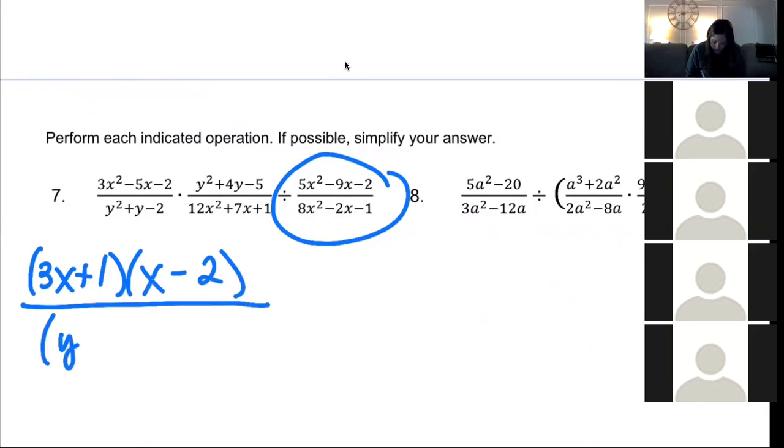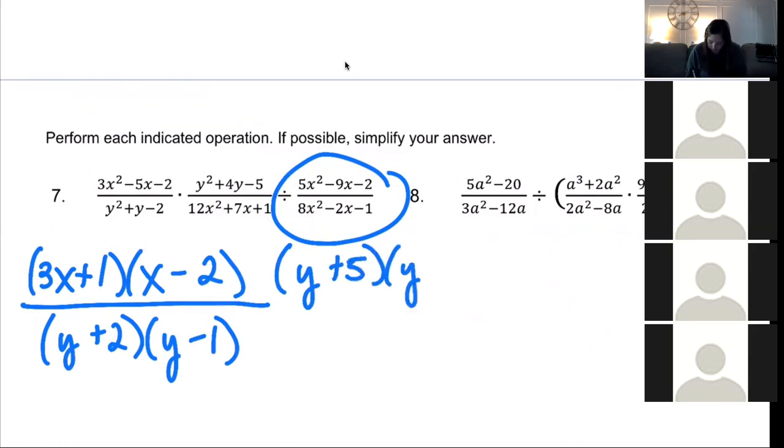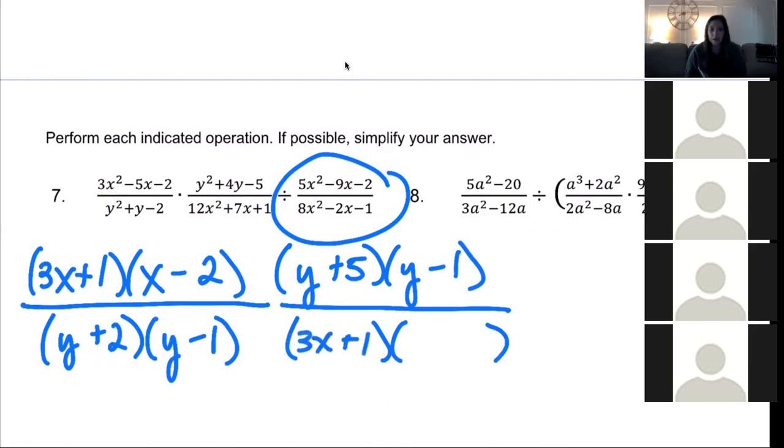y plus 2, y minus 1, y plus 5, y minus 1 over, I have no idea. Wait, 3x plus 1? Uh-huh. How did you get the first set of factored terms, like on the top left? Because when, oh no, wait, sorry, never mind. I read that wrong. Okay. Does it make sense? Yeah, sorry, I had flipped 2 of the numbers. Oh, that's okay.